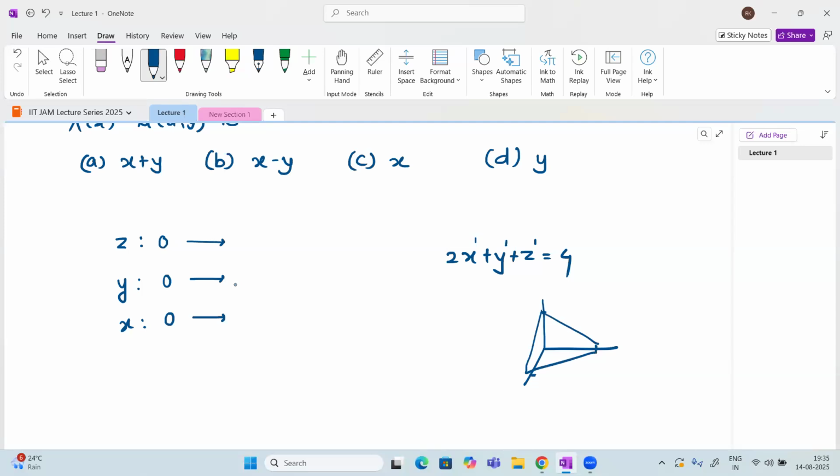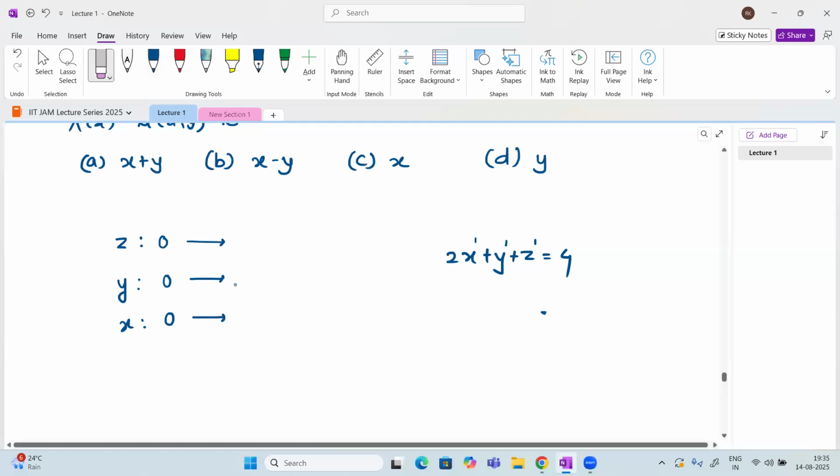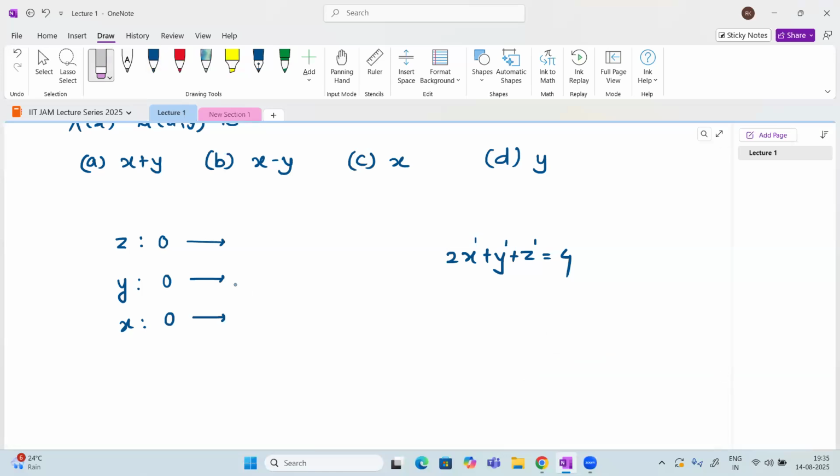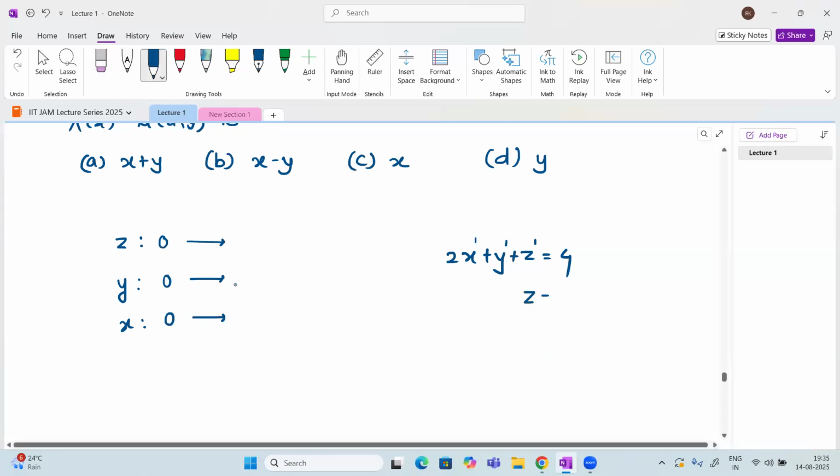Okay. But actually, we are not interested in the region. We are interested in limits, right? So there is one technique with the help of which you can easily find the limits. So, Aditya, what will be the value of z using this equation? Aditya, z is equal to?